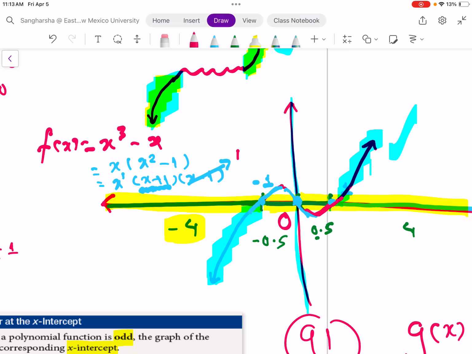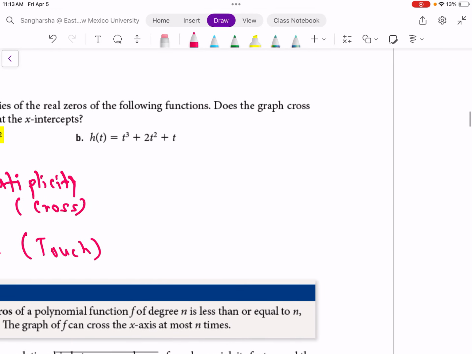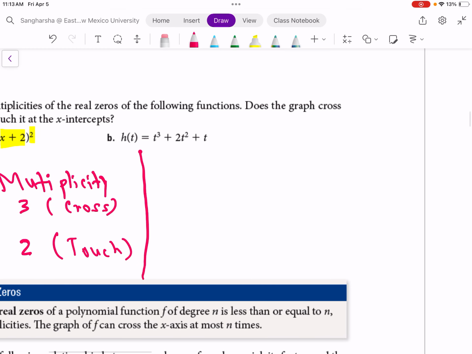Okay, now let's do the second example here. Now we have number b here. In number b, in order to find the multiplicity, we want our function in factor form. Now, is our h(t) function in factor form? To be in factor form means we must have a product form. But here, we have t cube plus 2t square plus t. So we don't have a product between these terms. We have a sum. So it is not in factor form. So we have to factorize this function.